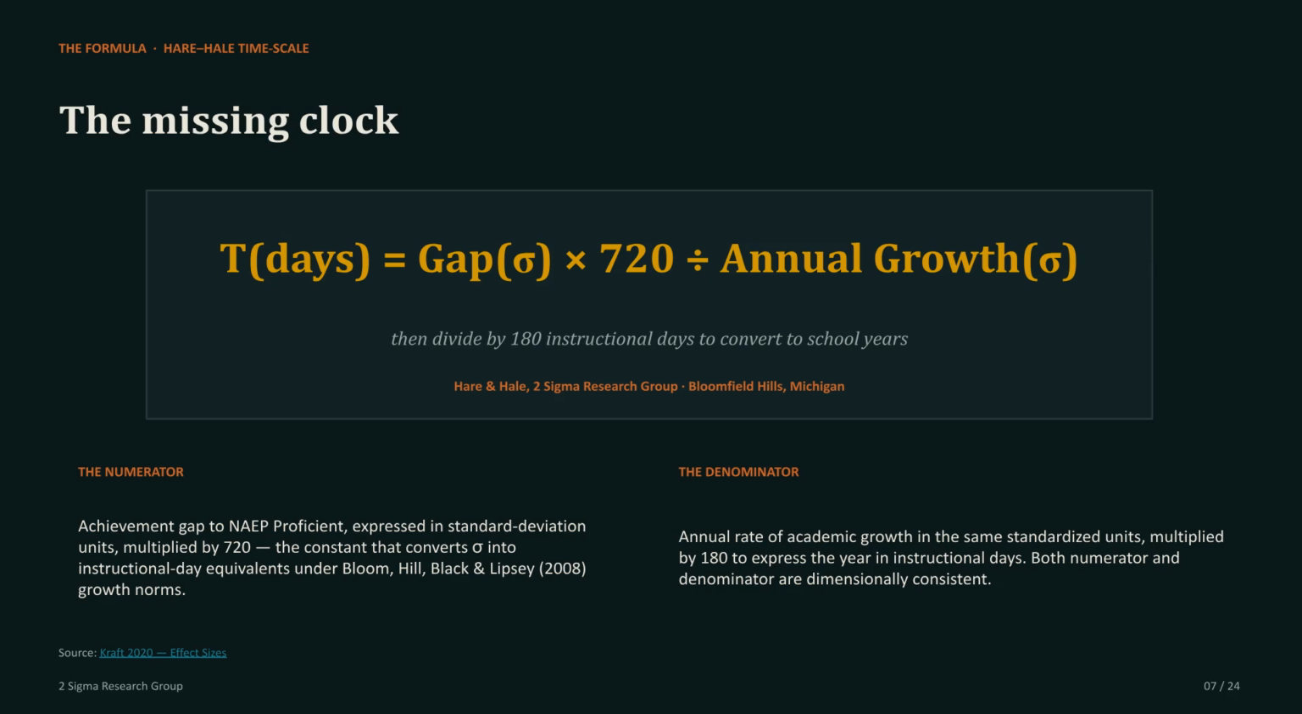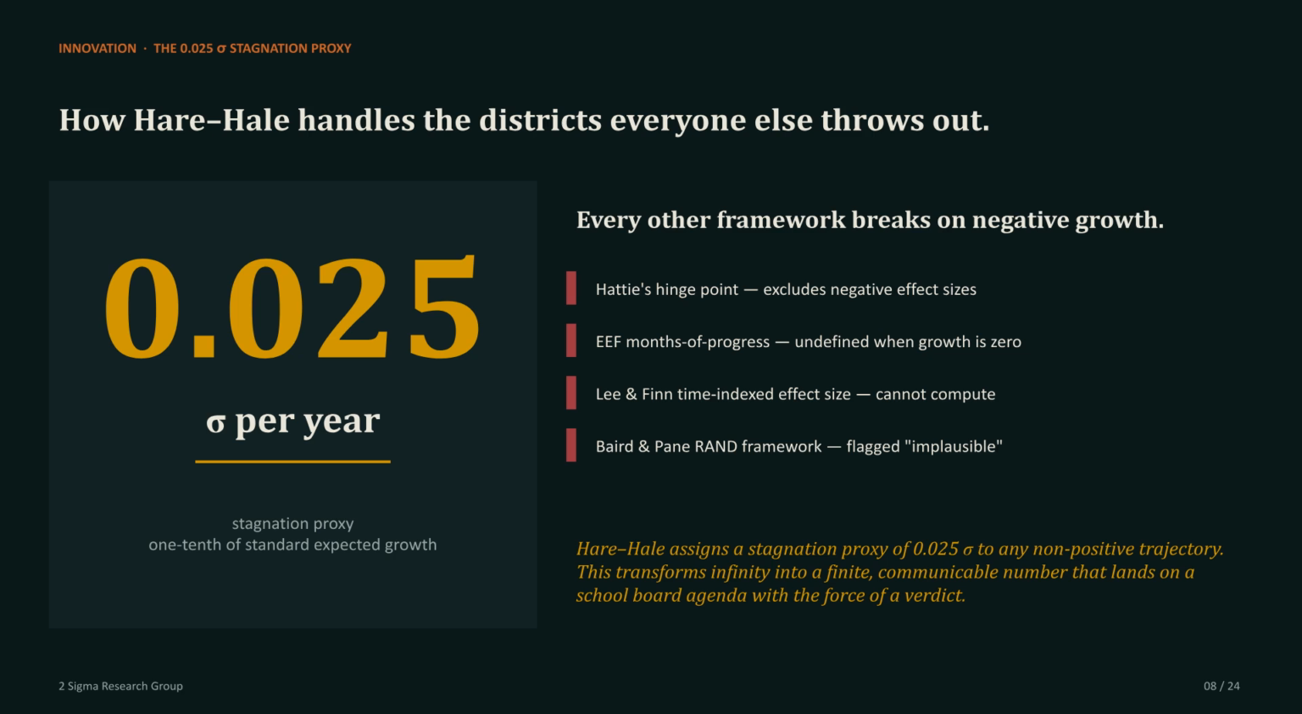The Hare timescale uses a formula to calculate time in days: gap in standard deviations times 720 divided by the annual growth in standard deviations. This results in the time to proficiency in instructional days. Other frameworks break on negative growth. Hare addresses this by assigning a stagnation proxy of 0.025 standard deviations per year to any non-positive trajectory. This turns an infinite time frame into a finite, actionable number.